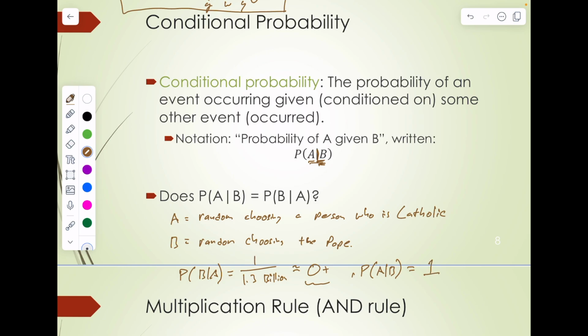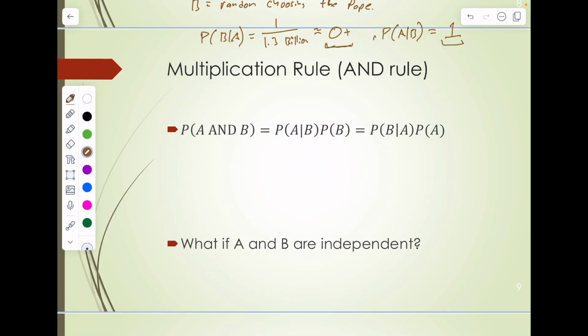That is 1. So the probability of A given B and the probability of B given A are not necessarily the same. They could be almost as different as possible. One way could be 0 and the other way could be 1. Thinking that these are the same is called confusion of the inverse. You're sort of inverting the order of A and B.